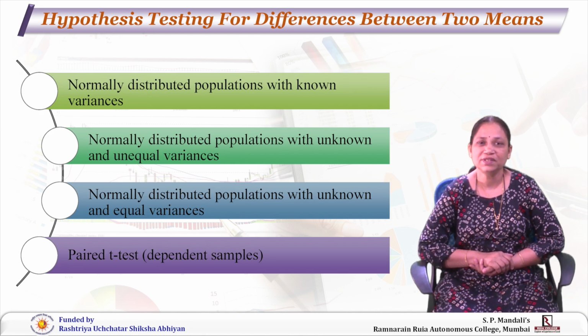In case of hypothesis testing, for comparison of two populations, there are four situations. First is when the populations are normally distributed with known variances. With unknown variances, there are three situations. The first one is where the variances are assumed to be equal. Second is where the variances are assumed to be unequal. And the third one is the dependent sample, a paired t-test.